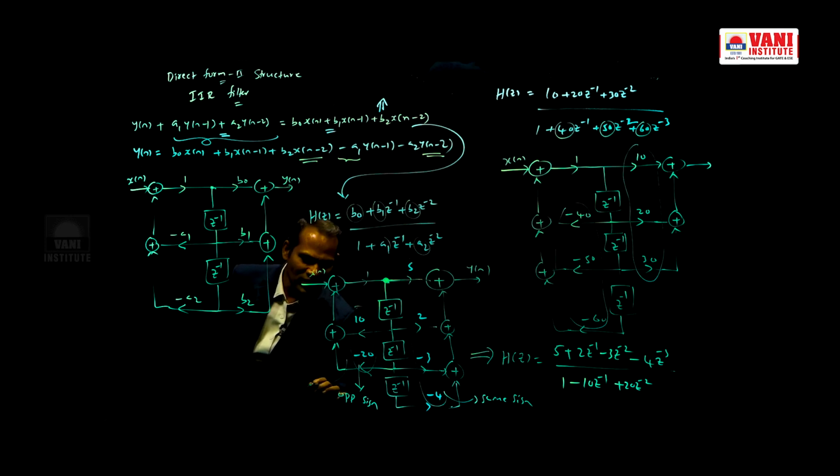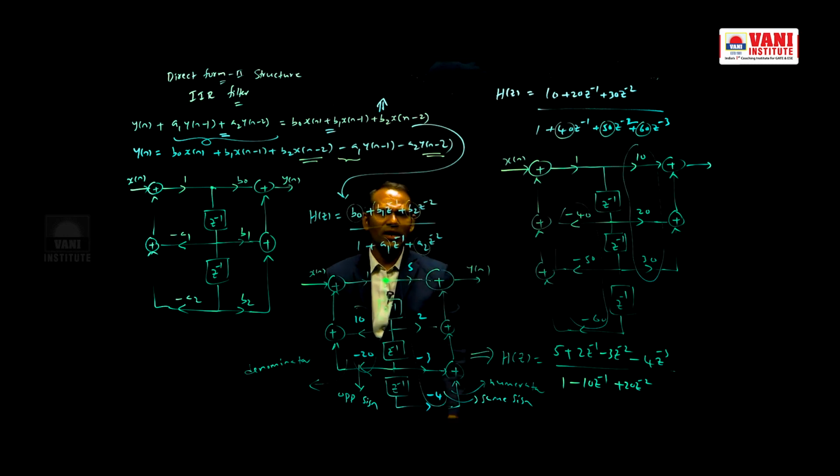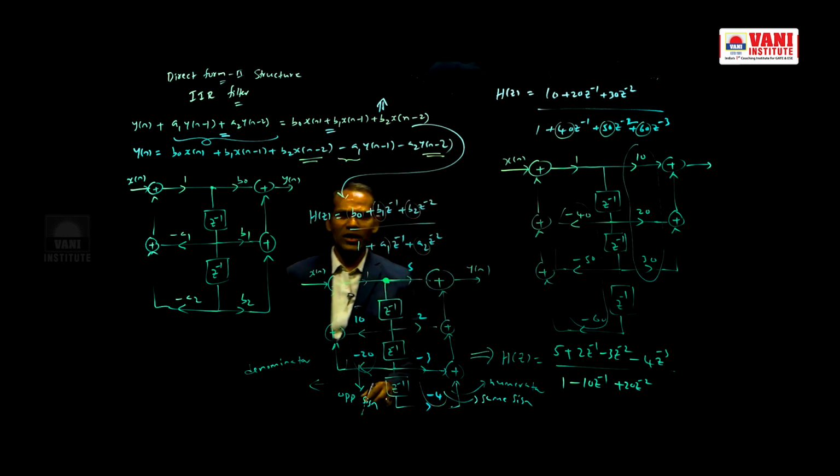This part gives the denominator, this part will give the numerator. Like this we can write H(z) very easily based on the direct form 2 structure.